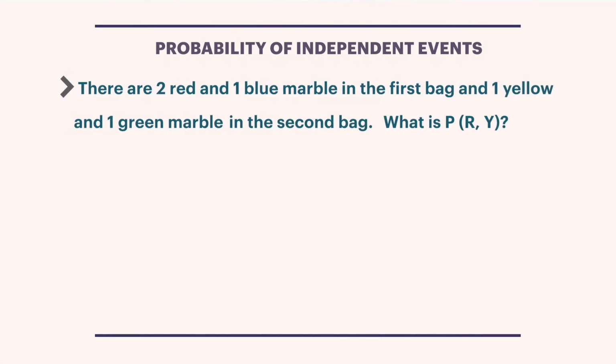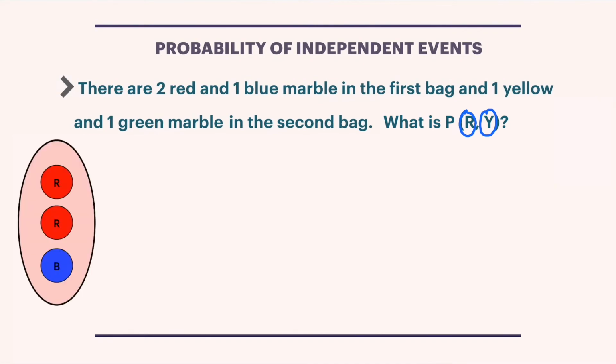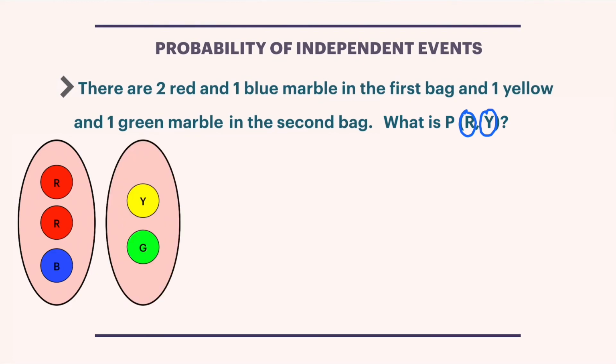There are 2 red and 1 blue marble in the first bag and 1 yellow and 1 green marble in the second bag. What is the probability of getting red from the first bag and getting yellow from the second bag? Let's draw a diagram to visualize what we have. So we have in our first bag 2 red and 1 blue, and in our second bag we have 1 yellow and 1 green. Let's first calculate and then use a tree diagram to show that we have the right answer. What is the probability of getting red marble from the first bag?